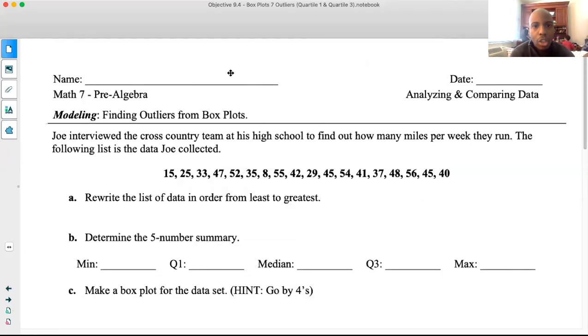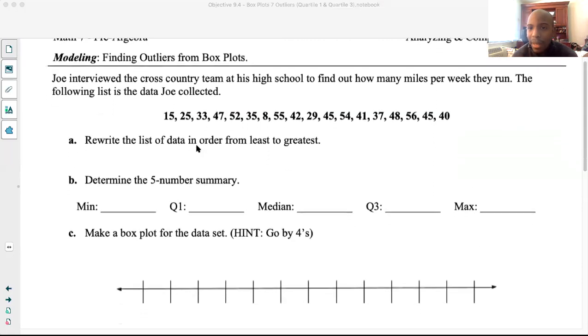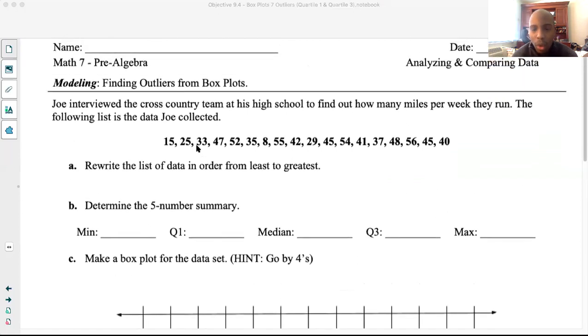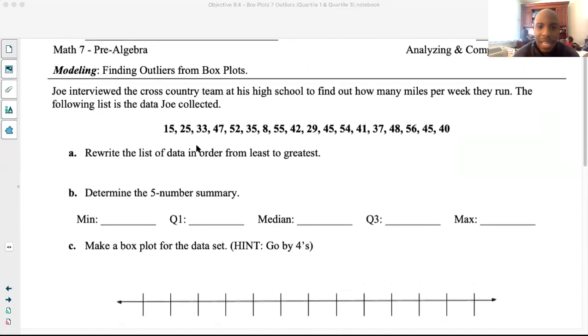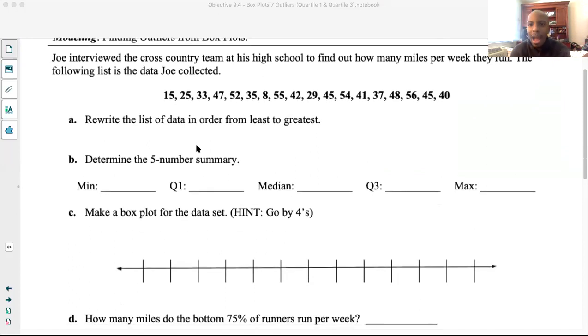All right, so when we look at the first thing, this modeling says, Joe interviewed the cross-country team at his high school to find out how many miles per week they run. The following list is the data Joe collected. So this is the data he collected regarding how many miles per week they ran. Somebody ran 15 miles, somebody ran 25 miles, somebody ran 33, somebody ran 47, somebody ran 52, and so on and so forth, right?